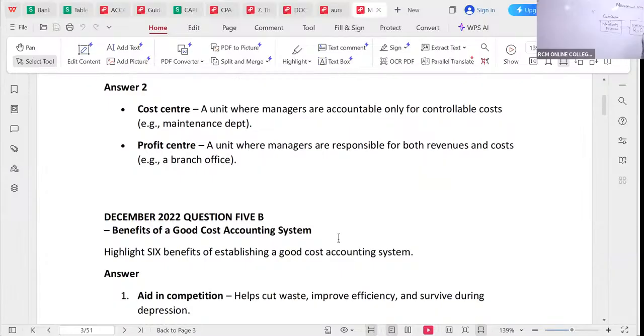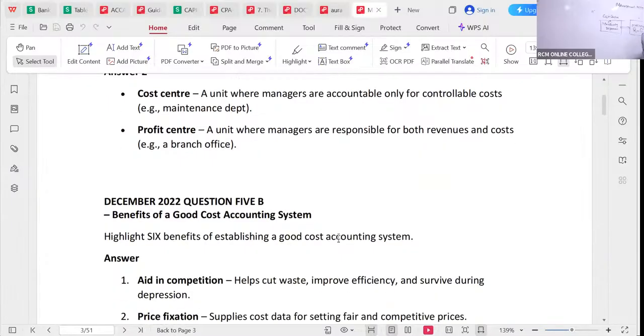Now, December 2022, I can see so many chats here. Just give me one minute. I see what these students are telling me online.